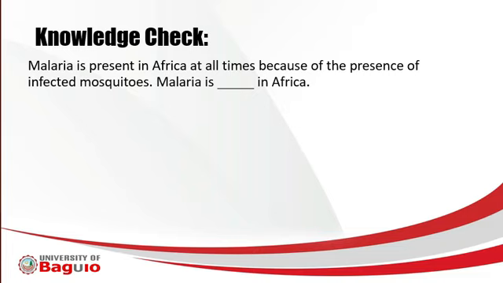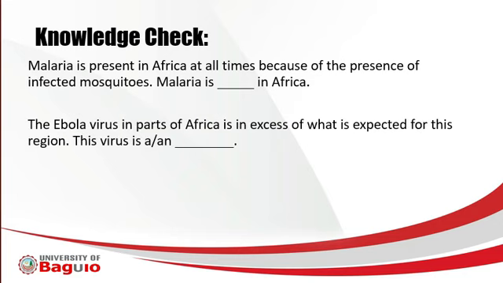So I want you to answer, either pandemic, endemic, or epidemic. What is that one, my dear classmate? So put your answer there in the chat section. It is actually endemic. Okay, so very good. So malaria is endemic in Africa. And even here in the Philippines, if we're going to change that sentence, let's say, for example, malaria is present in the Philippines at all times because of the presence of infected mosquitoes, then malaria is endemic here in the Philippines.